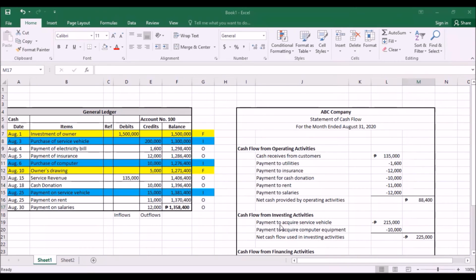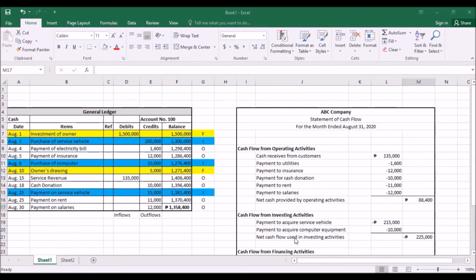So, we have payment to acquire service vehicle. 200,000 po siya. So, bakit 215,000 po nakalagay rito? Kasi po may isa pa pong transaction ng August 25. Payment on service vehicle po na 15,000. So, ilan po siya din eh. That's why naging negative 215,000 po siya credit po. And then, payment to acquire computer equipment, credit po ulit, 10,000. So, ang result po dito sa cash flow from investing ay negative 225,000 pesos.